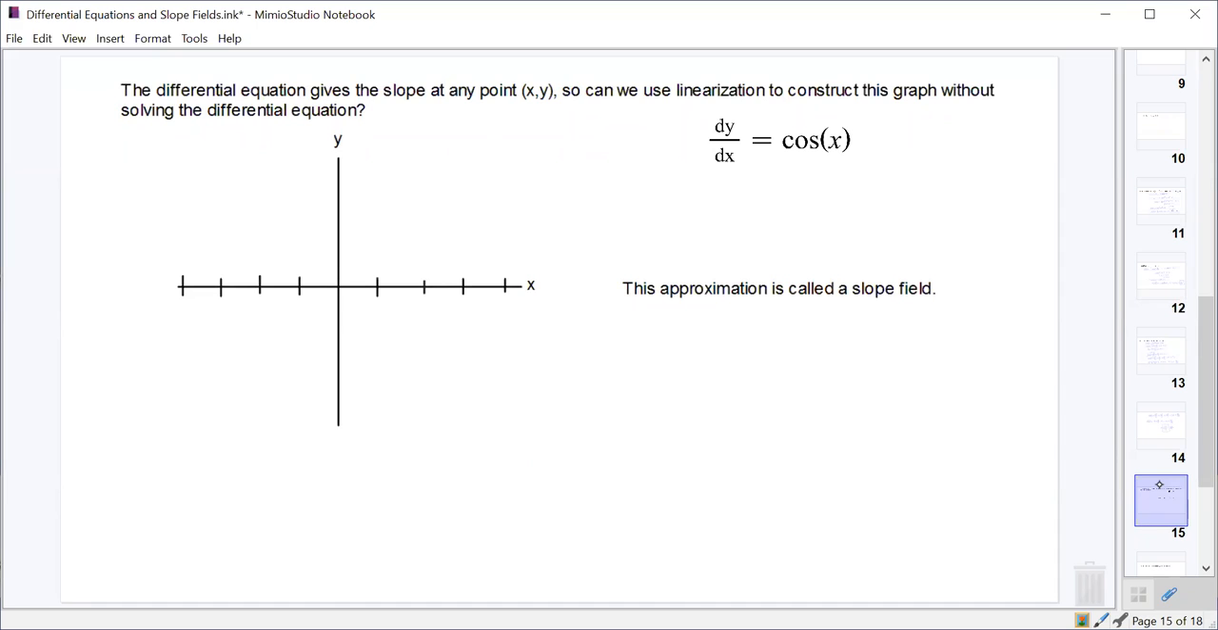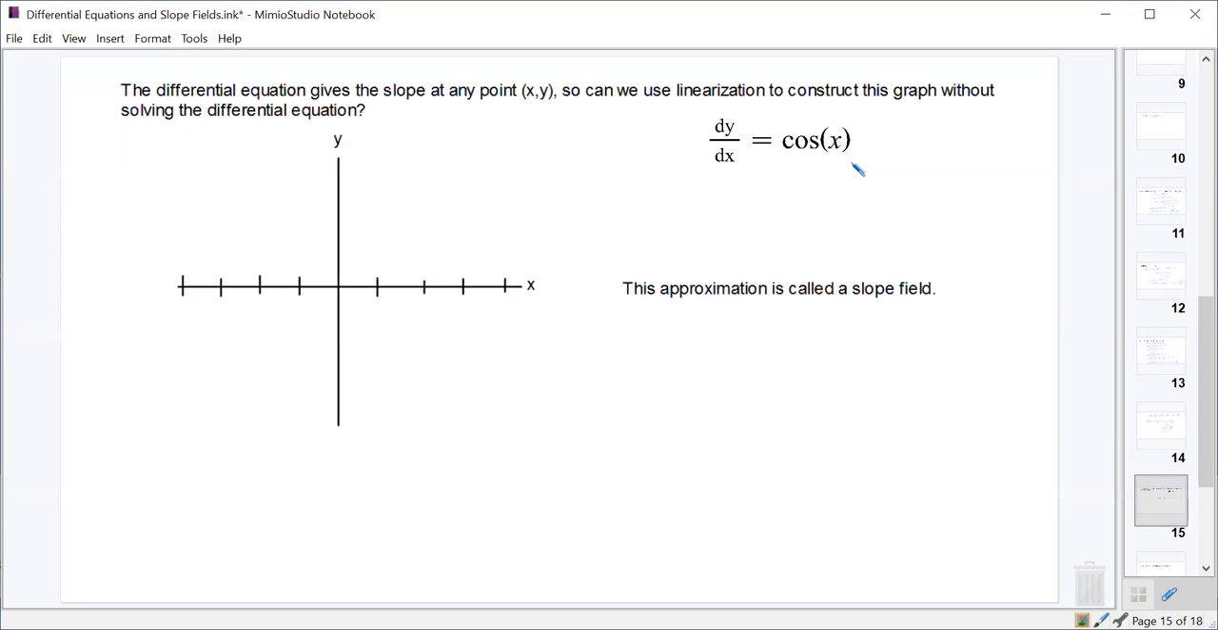So if I knew that my derivative was cosine x, that means that the slope of the line tangent to my solution to y can be modeled using the cosine x function. So I could just plug in x values and sketch little tiny line segments of varying slopes, depending on what the value of cosine x is when I plug in that x value. And if I drew enough of those close enough together, it should be a very good approximation of what the solution to that differential equation looks like. That sort of makes sense? Or no?